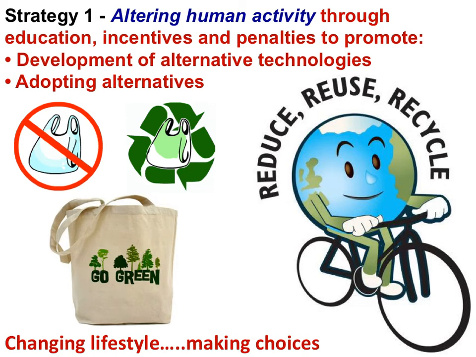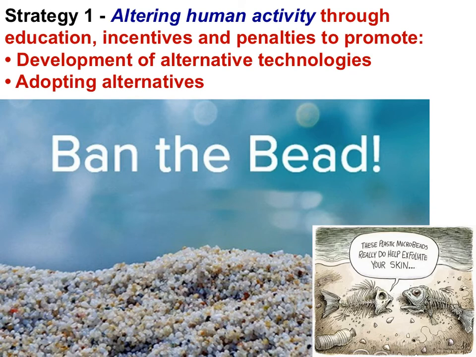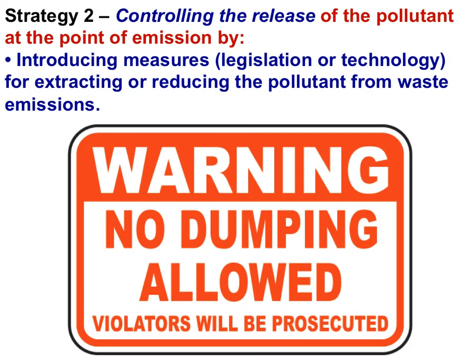Alternative technologies, such as reusing cloth bags or using less plastic, would result in less industrial pollution getting into our waterways. We could alter human activity through education, incentives, and penalties. Banning the use of plastic beads in skin gels would reduce the level of solid domestic waste entering our rivers and oceans. Boycotting these products is a strategy 1 approach, but remember that altering human behavior can be difficult. We may need incentives and penalties. Through legislation, we could control the release of the pollutant at the point of emission. This is strategy 2. Legislation requires governmental action, and it tends to take time.